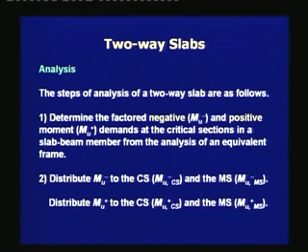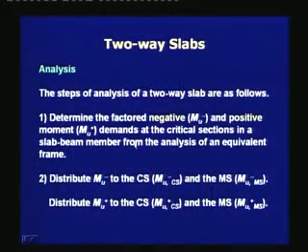The steps of analysis of a two-way slab are as follows. First, under the loads, determine the factored negative and positive moment demands at the critical sections in a slab beam member from the analysis of an equivalent frame. The negative moment will be denoted as Mu minus and the positive moment will be denoted as Mu plus. Thus, once we have analyzed the equivalent frame, we get these two moments.